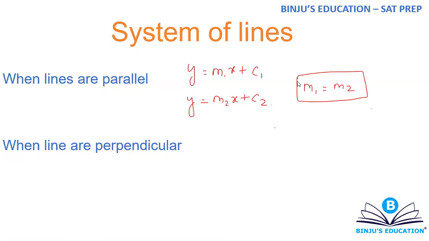When the lines are perpendicular, then remember that the product of their slopes is equal to negative 1. The product of the slopes is equal to negative 1. So this is the entire theory part which you need to know as far as slope of the line is concerned. I have tried to be as detailed as possible. I have actually connected tan of theta with the formula of the slope, so that you are able to understand in a detailed manner.